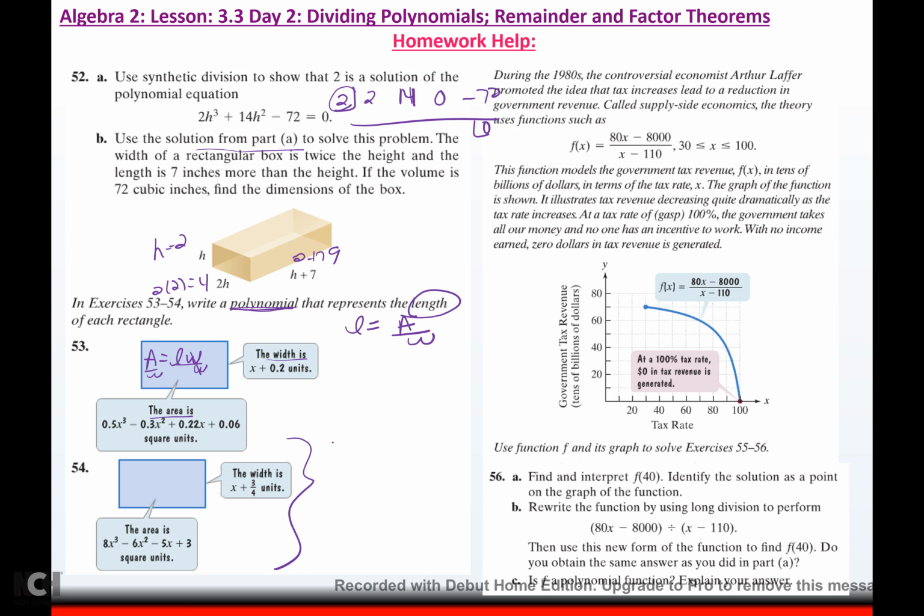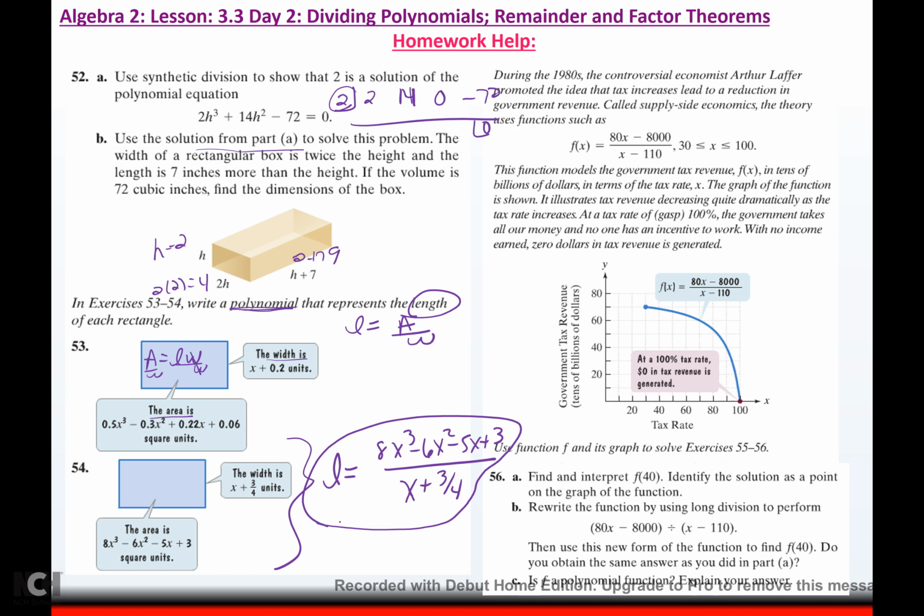So I'll do 54. I have more room. So I'm going to say that the length is equal to the area, which is 8x cubed minus 6x squared minus 5x plus 3, divided by its width, which is x plus 3/4. And it didn't say solve it or find the length and the width. All it said was write a polynomial expression.